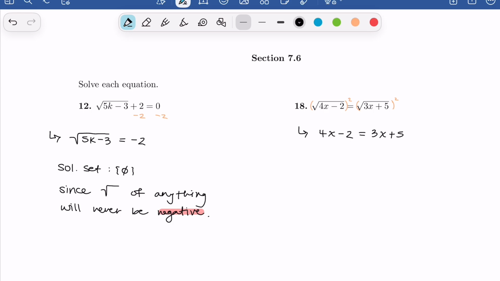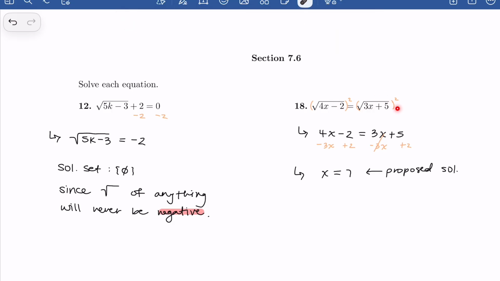Let's get all of our variable terms on one side and all of our constants on the other. So I'm going to subtract 3x on both sides of my equation to get those variable terms and add 2 to get those constant terms together. 4x minus 3x, that's going to give me 1x, and on the right-hand side, 5 plus 2 is going to give me 7. Now, this is also going to be our proposed solution, like I was saying before. We need to make sure that we check it. When we're applying this power rule here, this is not guaranteed that this is going to be a solution.